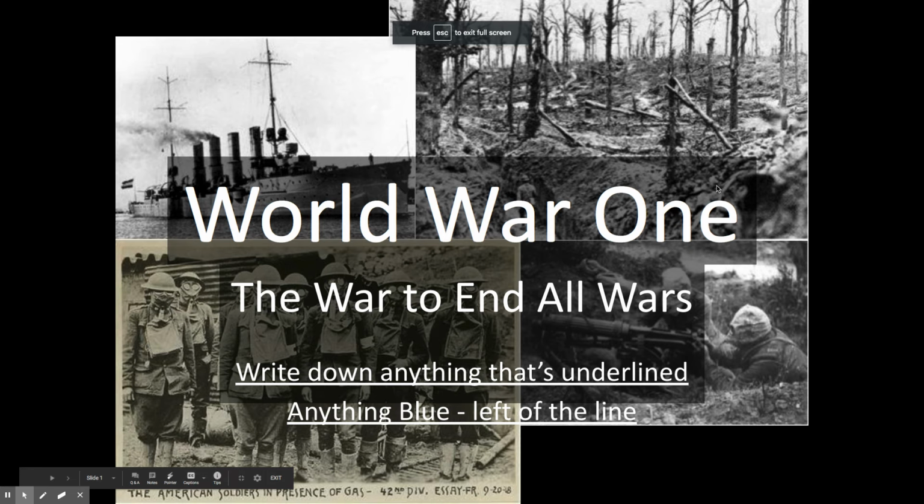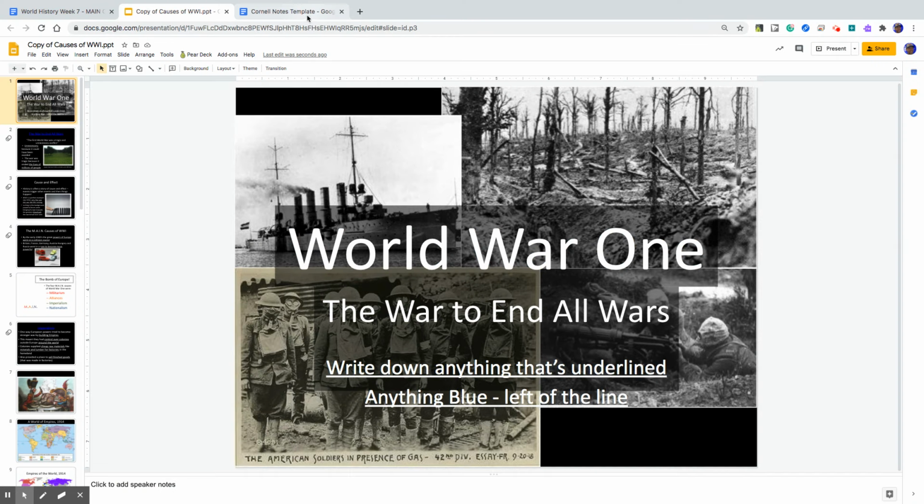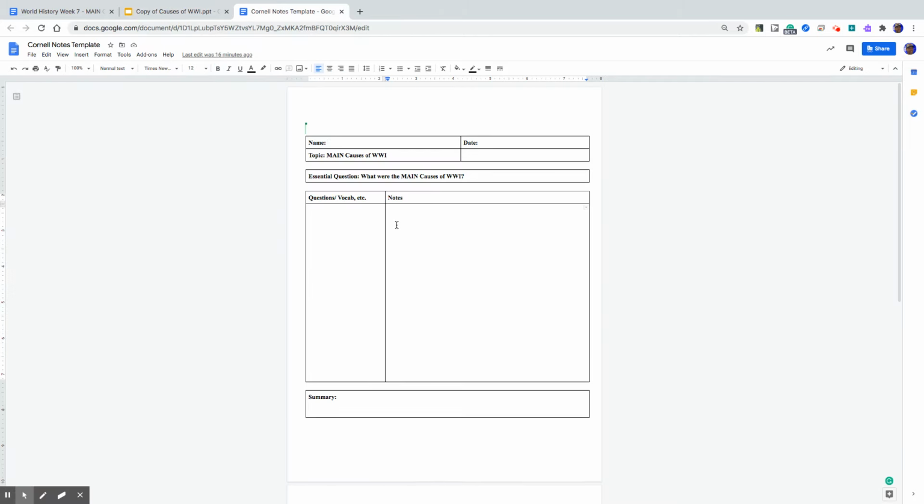All right, everybody, we're going to march through this lecture here, World War I, the war to end all wars. What you want to do on your Cornell Notes page is anything in white that's underlined, you want to write that down to the right of this line here under Notes. Anything that's in blue, the right to the left.